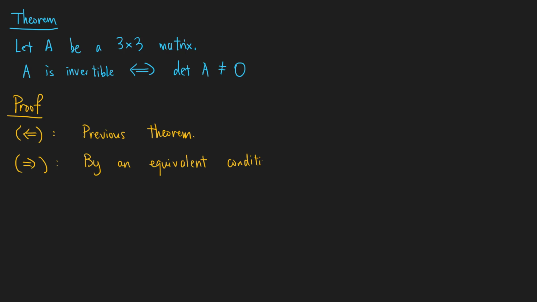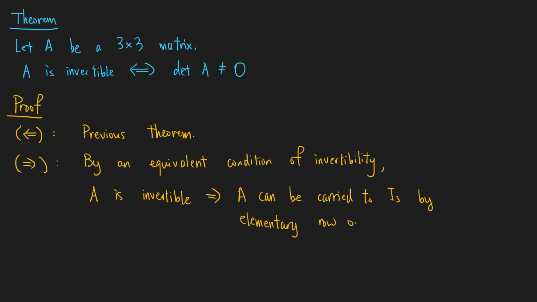By an equivalent condition of invertibility, A is invertible implies that A can be carried to the identity matrix by elementary row operations. Since the determinant of the identity matrix is 1 cubed, which follows from the fact that the identity matrix is triangular, so its determinant is the product of the main diagonal entries. So the determinant of the identity matrix is non-zero, and since A can be carried to the identity matrix by elementary row operations, we know that the determinant of A is also non-zero, which completes the proof.